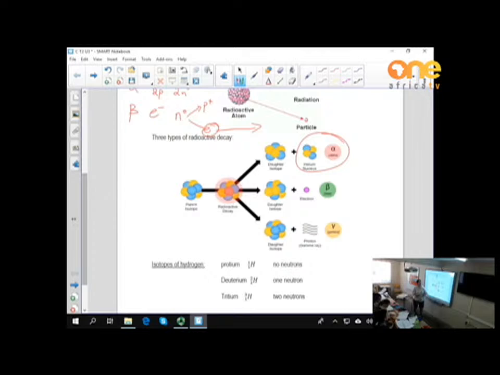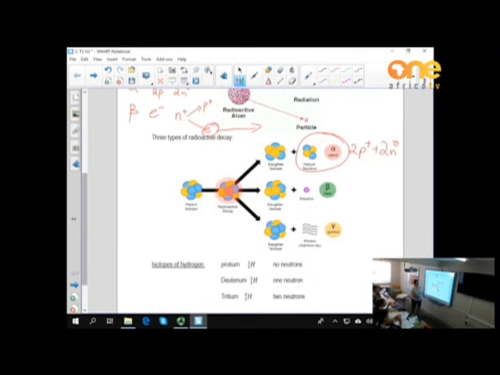Okay, so they say a helium nucleus is shot out without the electrons on the outside. Normally helium has 2 protons, 2 neutrons in the nucleus with 2 electrons on the outside. But a helium nucleus is just 2 protons, 2 neutrons, no electrons. So a helium nucleus is shot out. That is known as alpha decay. It consists of 2 protons and 2 neutrons.